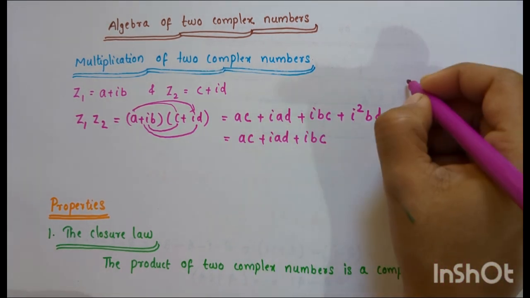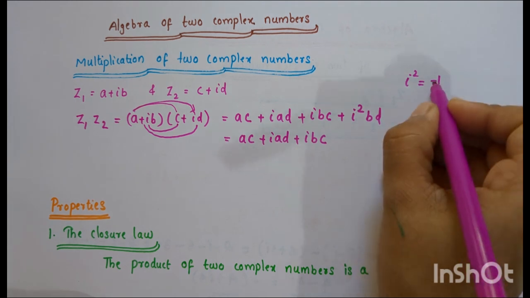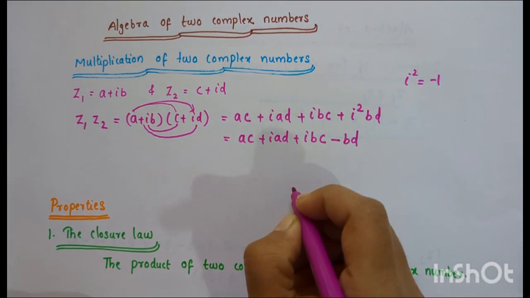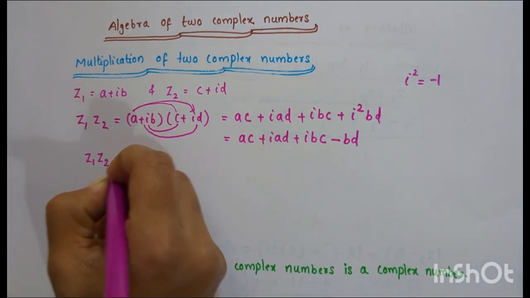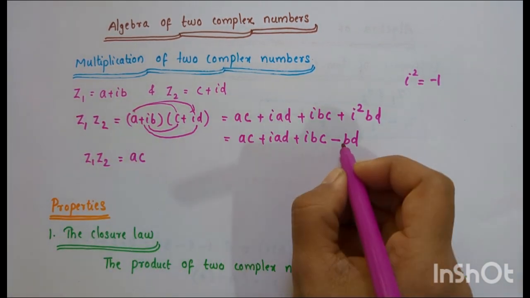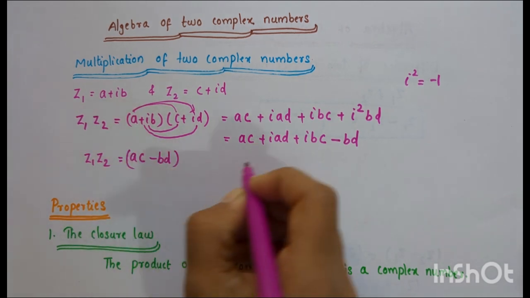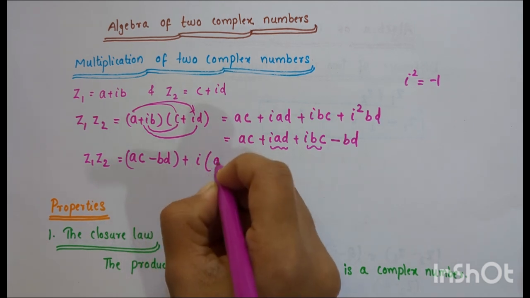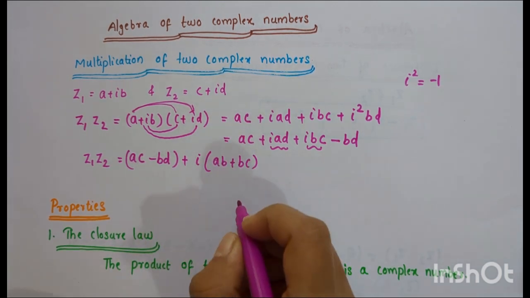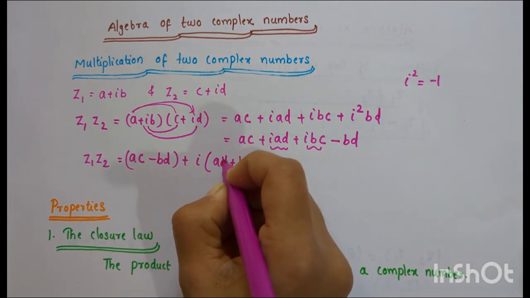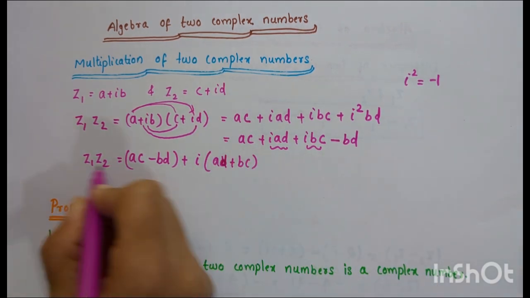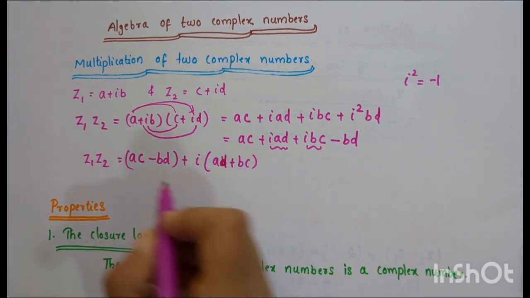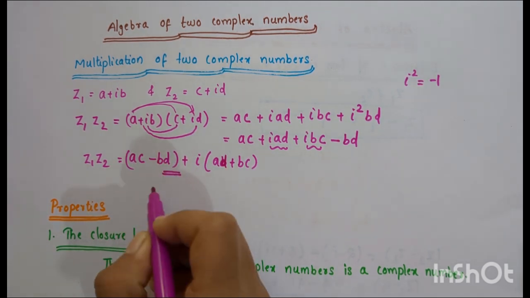What about i square? Its value is minus 1. So minus 1 times plus becomes minus, then b into d. So we can write the product z1 into z2 as ac minus bd, plus i is common in this term and this term, so i into ad plus bc. So z1 into z2 is equal to ac minus bd plus i into ad plus bc. This is how the product of two complex numbers is found out.